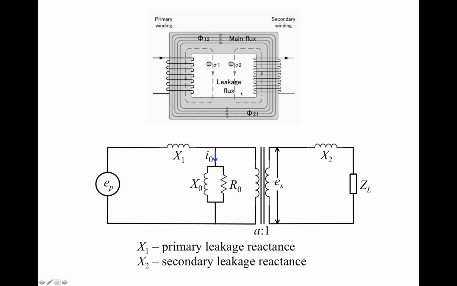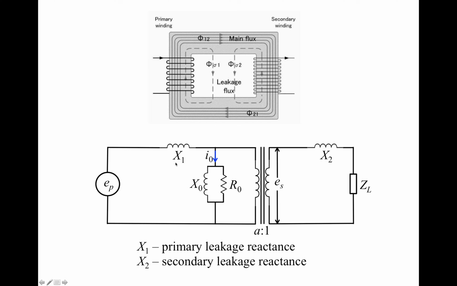So to account for those leaked fluxes that do not contribute to the electromagnetic induction processes in the core, but still contribute to the induced voltages on both sides, we add an inductor with reactance X1 to the primary side, and then an inductor with reactance X2 to the secondary side. So these two inductors account for the leakage fluxes.